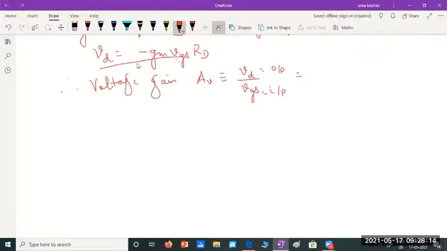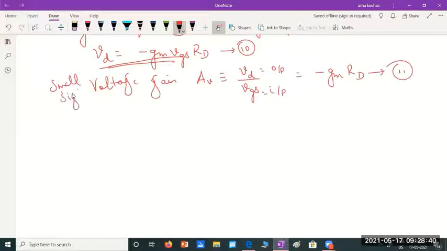Here in this equation we have related both. So can I say what is the ratio of VD by VGS? You will get minus GM into RD. Correct? From equation 10, if I have to find the ratio of VD to VGS, which represents the small signal voltage gain, you can call this the small signal voltage gain. AV is the ratio of small signal output voltage to the small signal input voltage. And from this equation, I can easily say it is minus GM into RD.